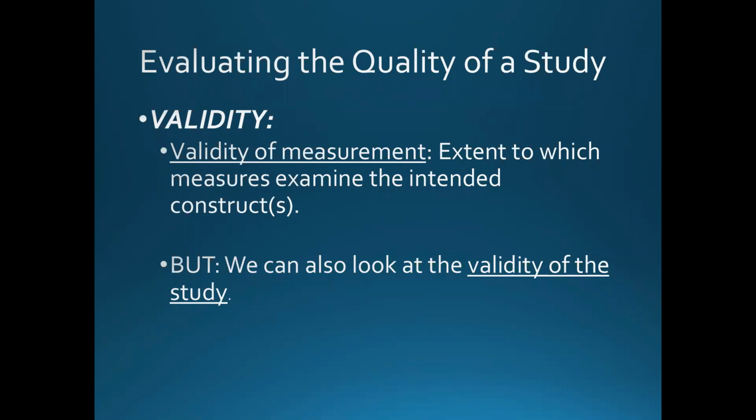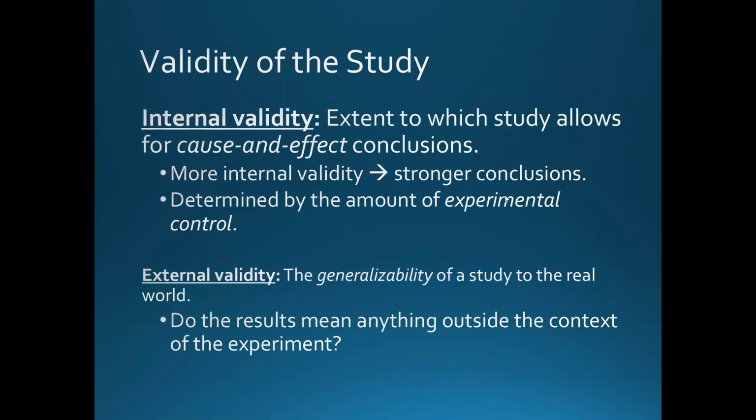So that's the idea of reliability and validity in measurements, but we can also look at the validity of a study. There's 2 types of validities of a study. 2 key terms you need to know: internal validity and external validity. Internal validity is the extent to which a study allows for cause and effect conclusions. More internal validity allows you to be more confident that the results that you found are true.